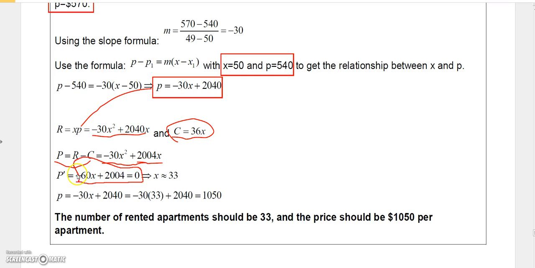And I know you guys can solve that. Just move your minus 60 to the other side, and then divide both sides by 60, and you get x is approximately 33. So now let's see if we rent 33 apartments, what price that would give us. Minus 30 times 33 plus 2040 gives us a price of $1,050. So the number of rented apartments should be 33, and the price charged should be $1,050 per apartment. And that solves that one.